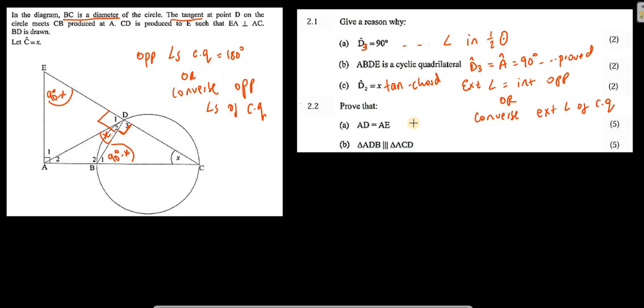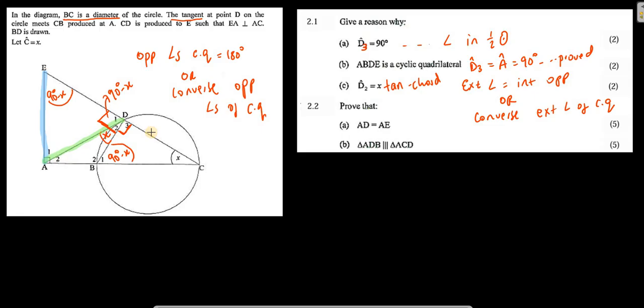Right. Now for 2.2a, we needed to prove that AD was equal to AE. Quite an interesting question there. So how do you prove that AD is equal to AE? Let's look at them. This is AE here, and this is AD. To prove that they are equal, you need to prove that this angle is equal to D1, meaning you need to prove that D1 is 90 degrees minus X. That's what you need to prove.